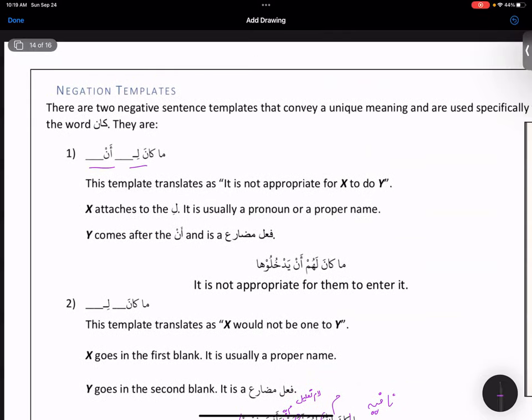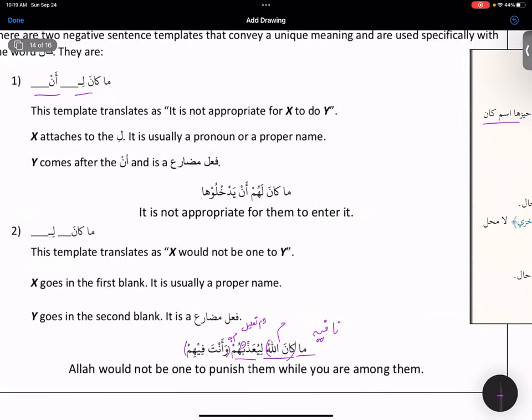Over here, in our sentence, ma kana allahu liyuazibahum, wa anta fihum does make sense that this is the khabar of kana, right? Khabar kana, and then we're going to say fi mahalli. Since this is jumla ismiya, it is fi mahalli nasab, and jumla haliya as well. We're going to call it that.